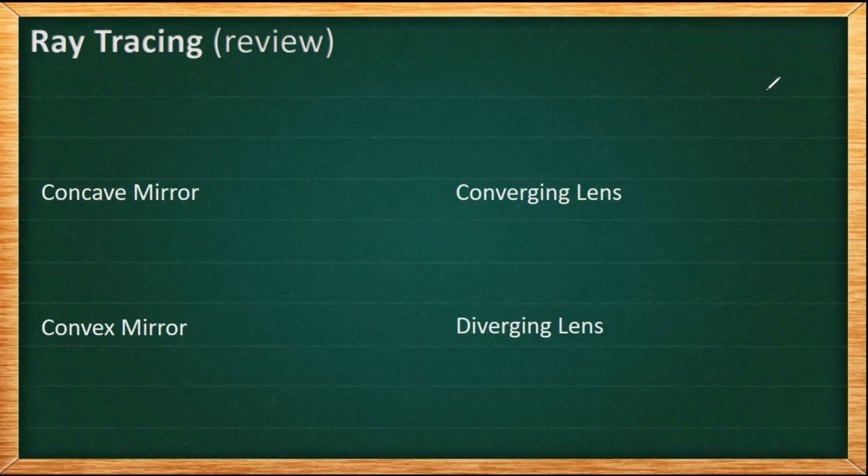So in ray tracing, if you can remember from your general physics class, we actually need two rays to be able to identify the location of your image, but we have three basic rays we can choose from. The first ray is your central ray. You have your parallel ray and your focal ray. So let's try to draw these rays on these optical elements here.